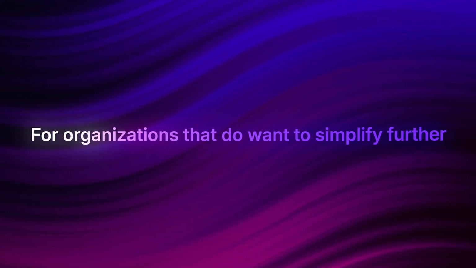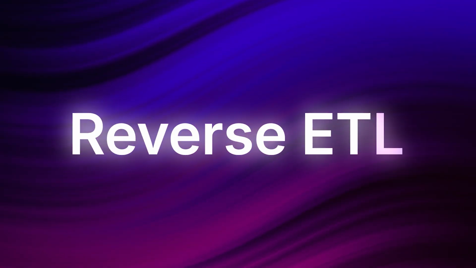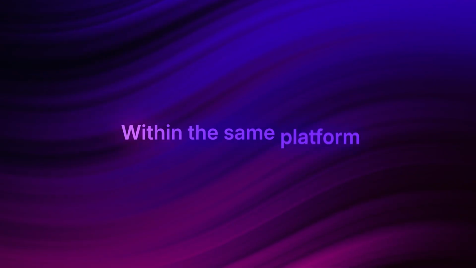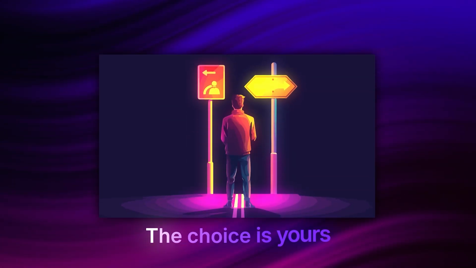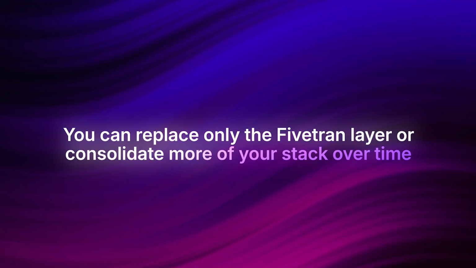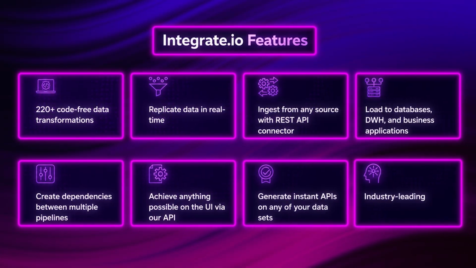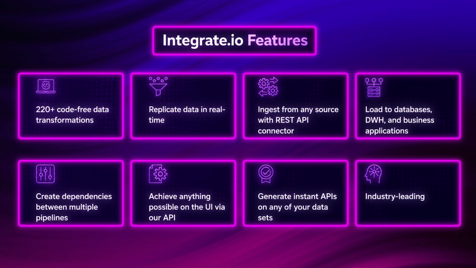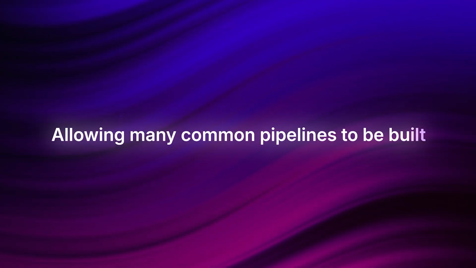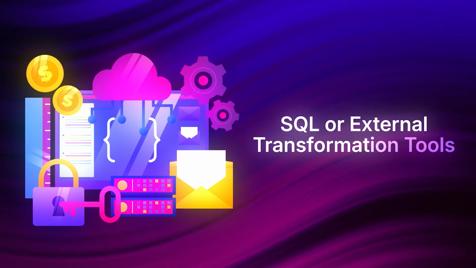For organizations that do want to simplify further, Integrate.io also offers visual transformations, reverse ETL, and observability within the same platform. The choice is yours. You can replace only the Fivetran layer or consolidate more of your stack over time. The platform also includes more than 220 built-in visual transformations, allowing many common pipelines to be built without relying heavily on SQL or external transformation tools.